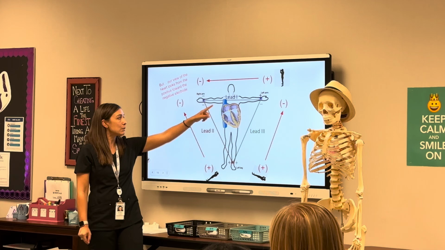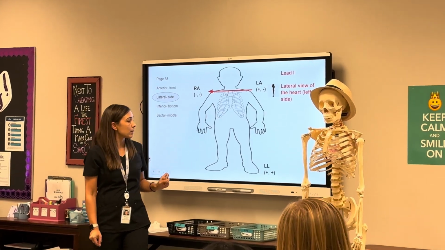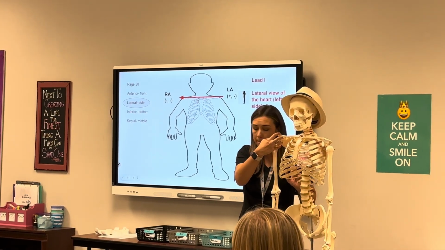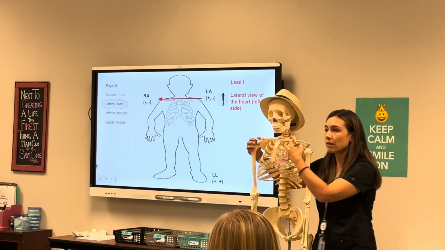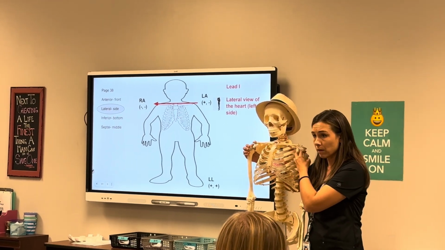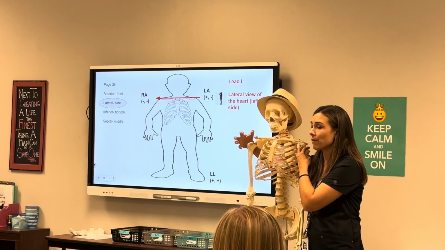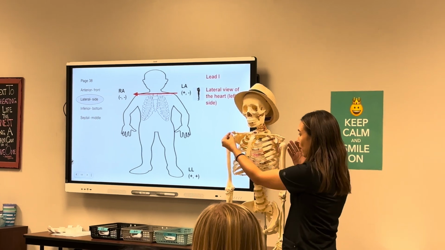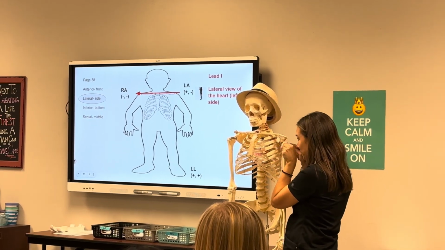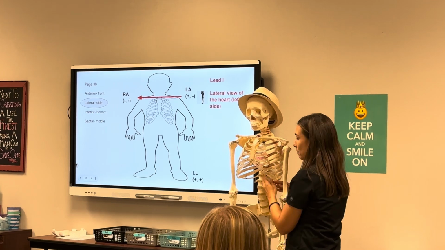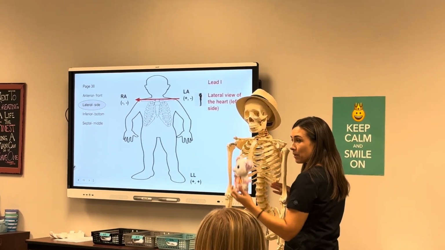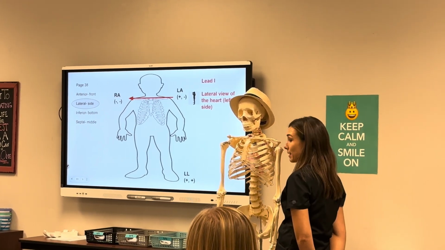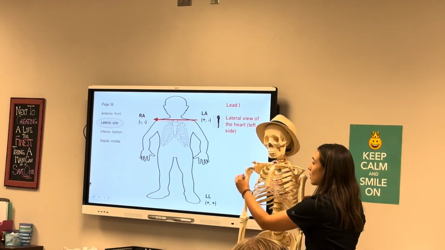So for lead 1, my right arm, my right electrode, becomes a negative pole. My left arm becomes a positive pole. I am measuring how electricity is moving from this direction to this direction. However, my view is here. So I'm watching it from here. If I'm steering here, who am I looking at? I'm looking at Nina, aka my heart. What part of Nina do I see here? Lateral, because I'm looking at her side.